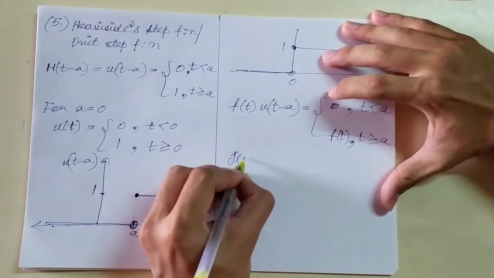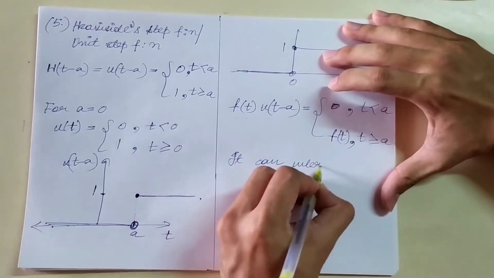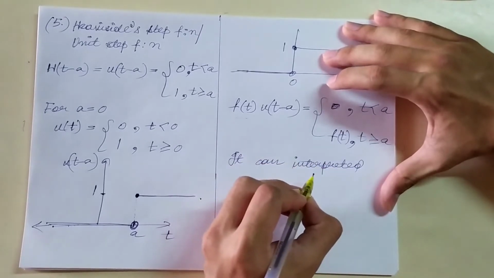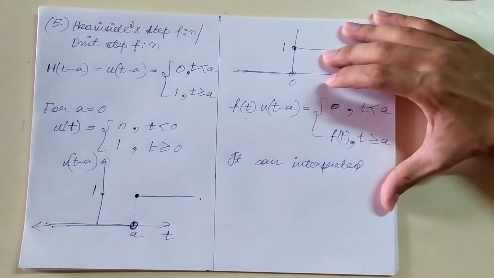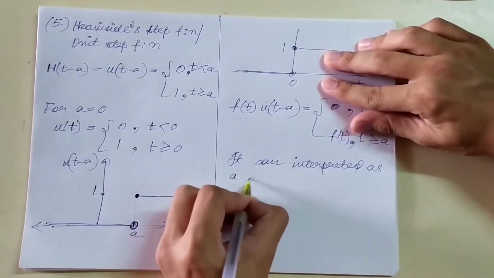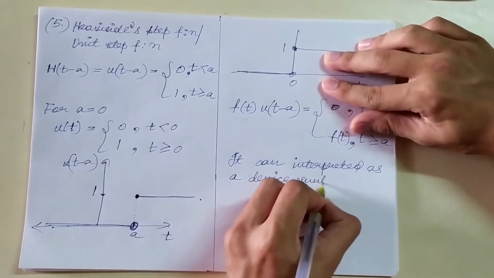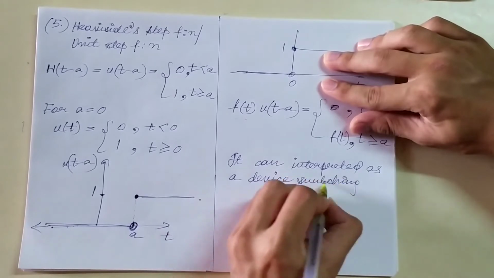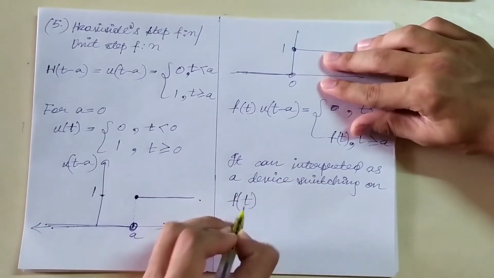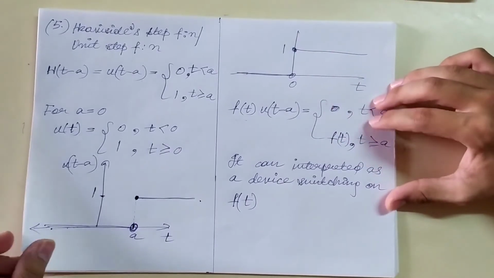So it can be interpreted as a device switching on function f(t). Now we come to our next function, which is the pulse of unit height and duration function.